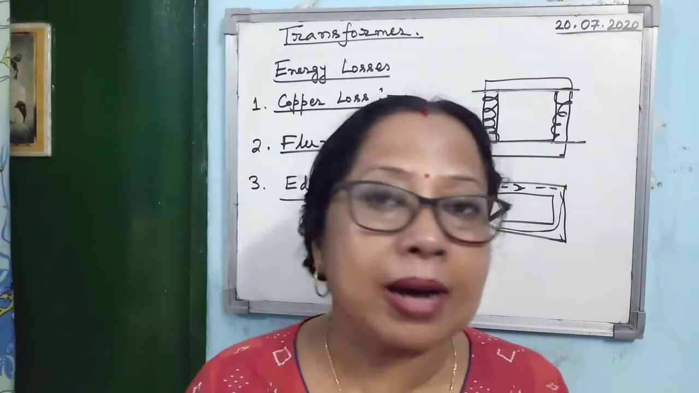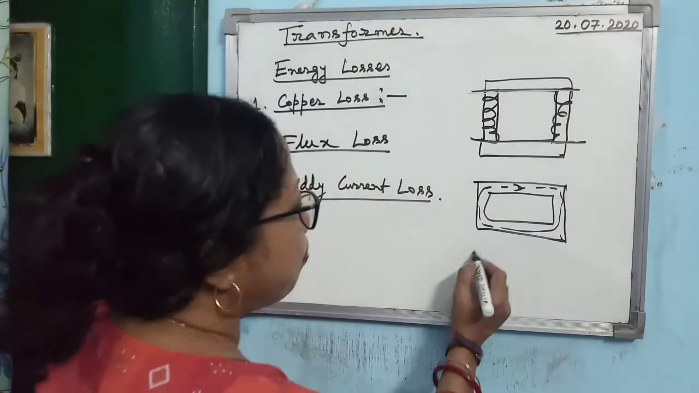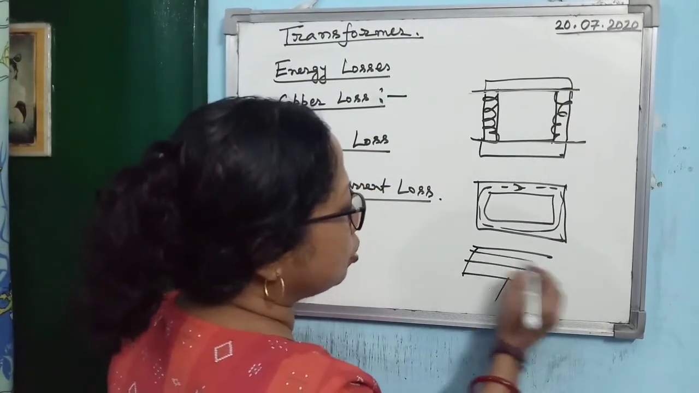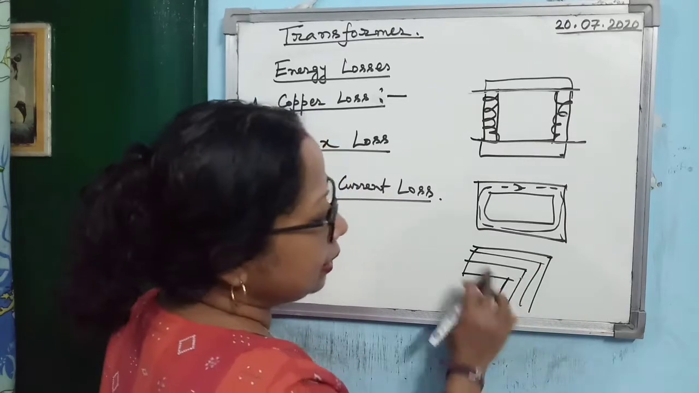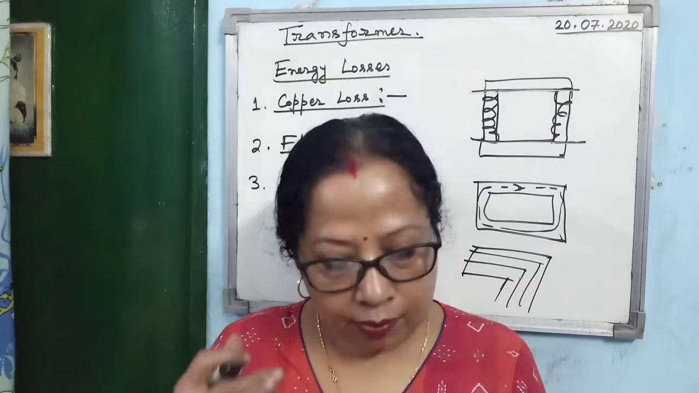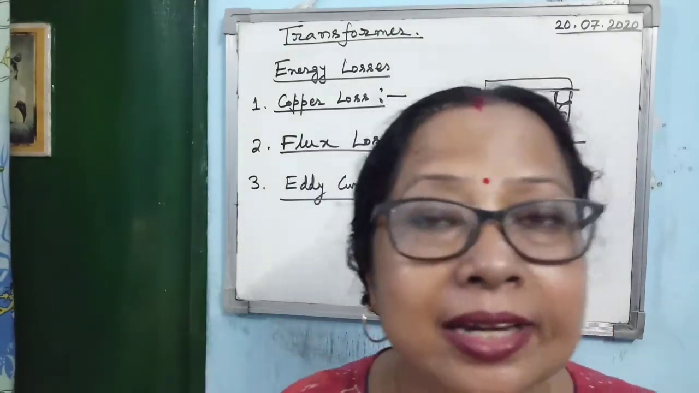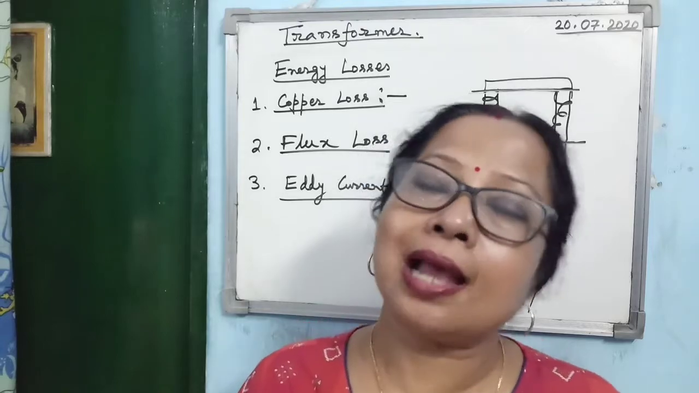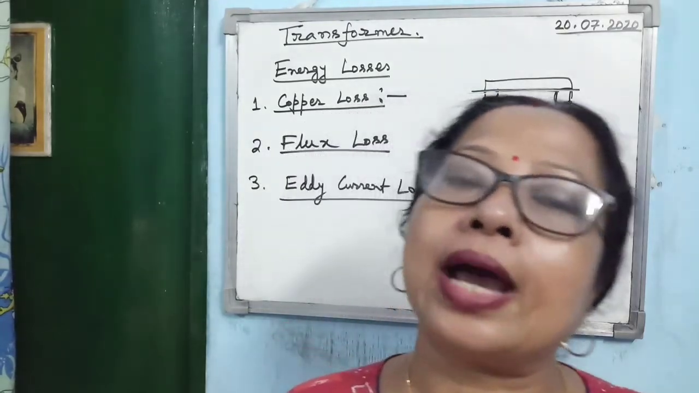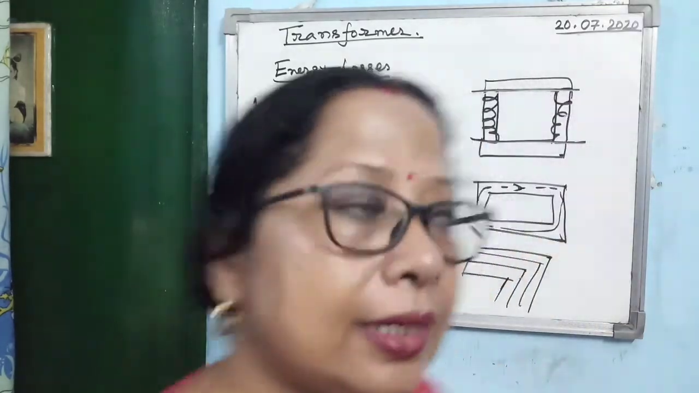I hope you can remember, it should be laminated. Instead of taking a big thick core, what we do is cut it into small thin pieces, and over every thin piece insulating paint is coated. That is known as lamination. So a laminated thin soft iron core is used to minimize the eddy current loss.